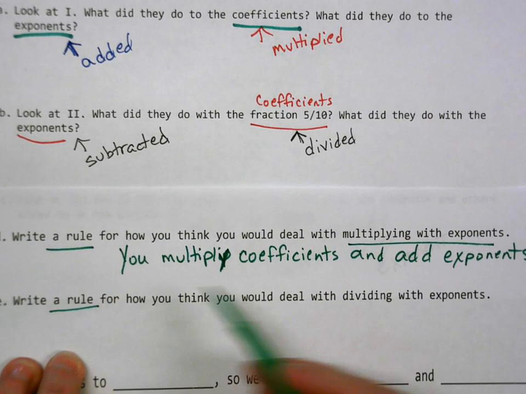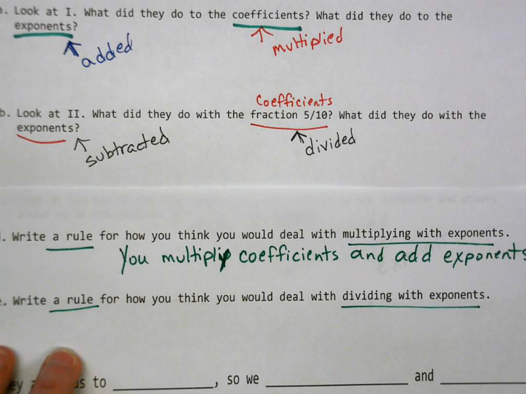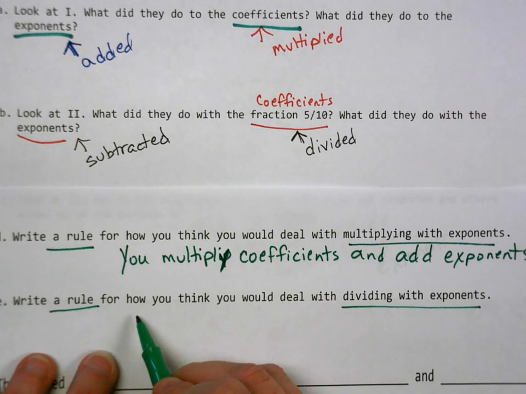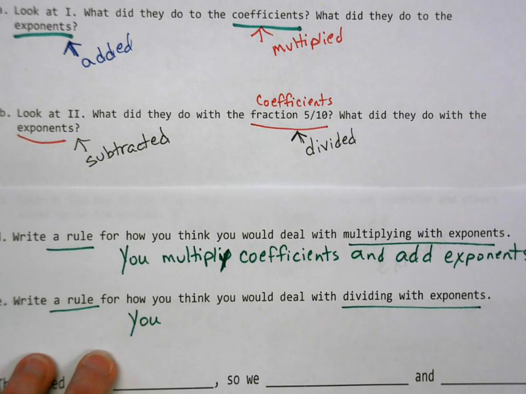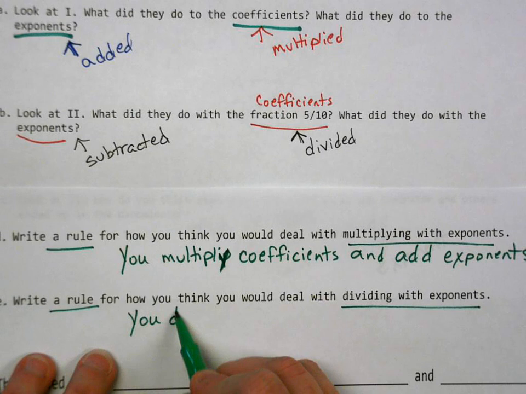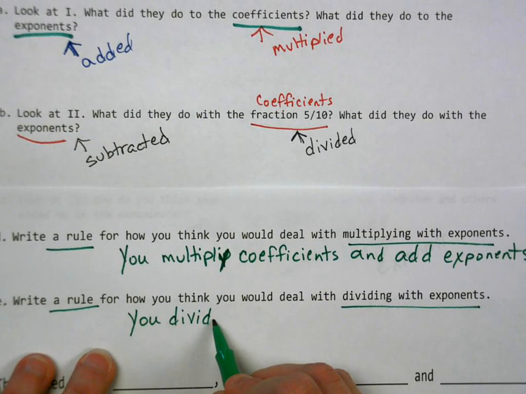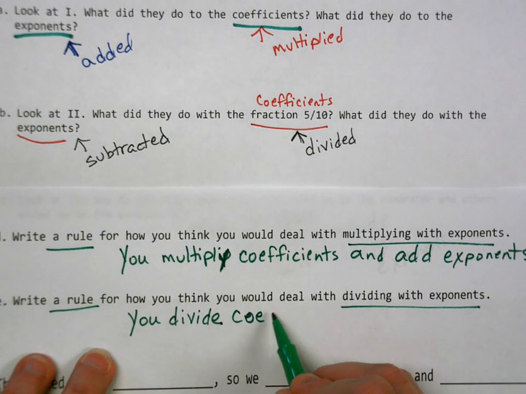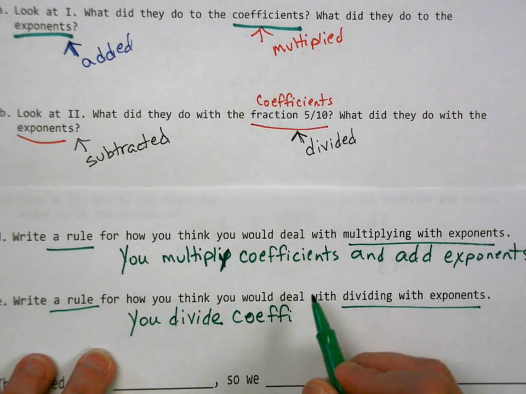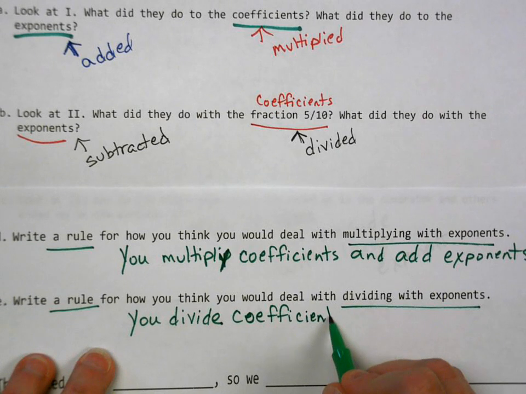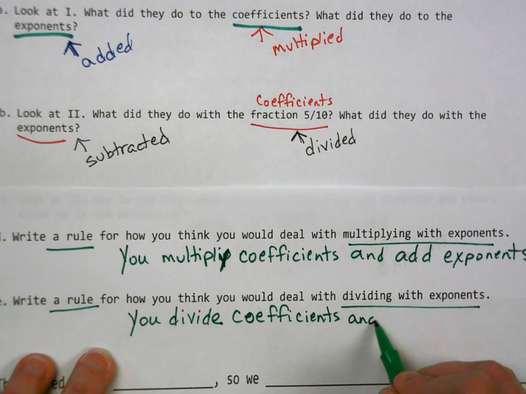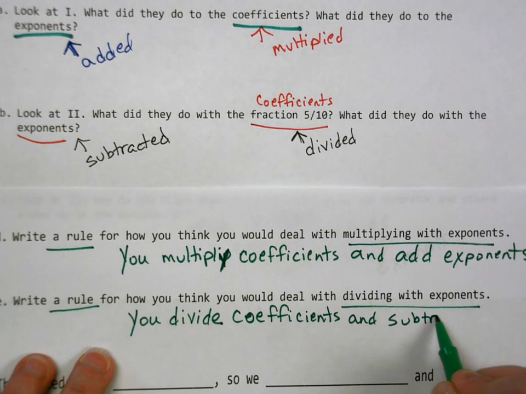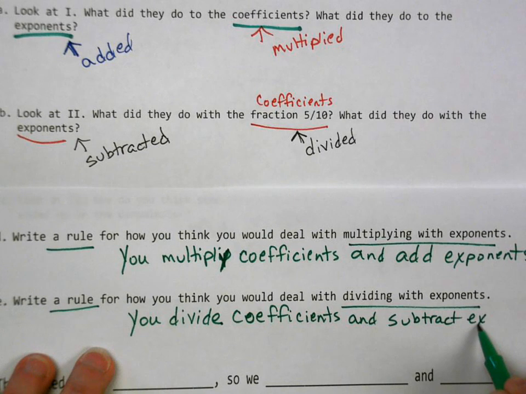All right, so what would the rule be when you're dividing with exponents? What do you do to the coefficients? Divide coefficients and do what to the exponents? Subtract. And subtract the exponents.